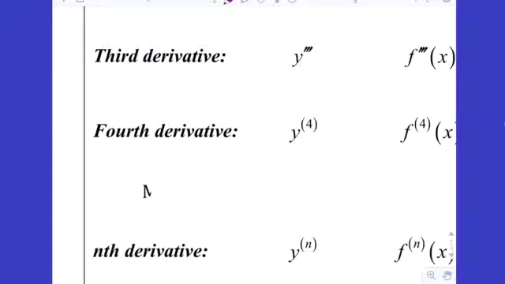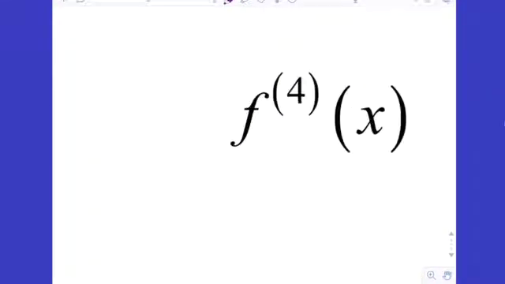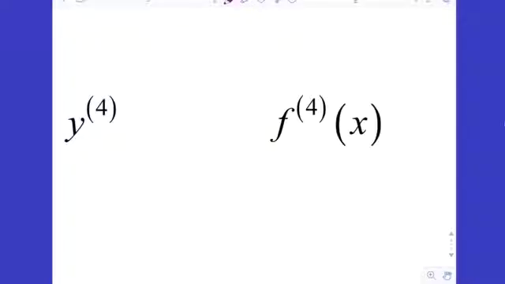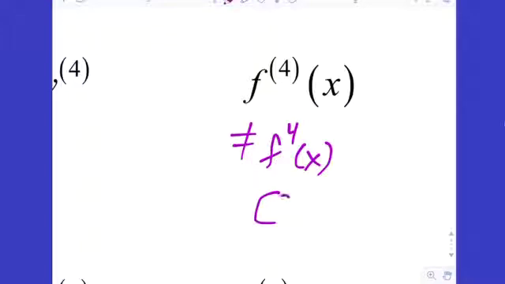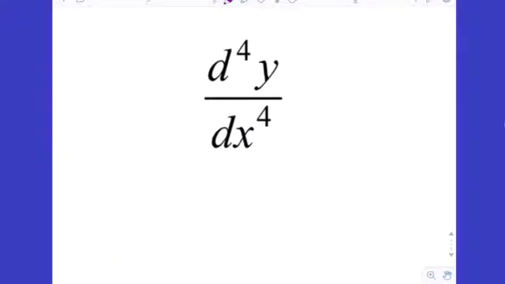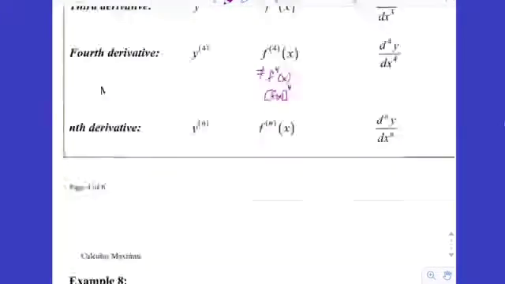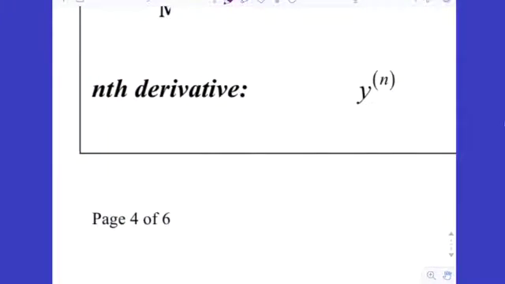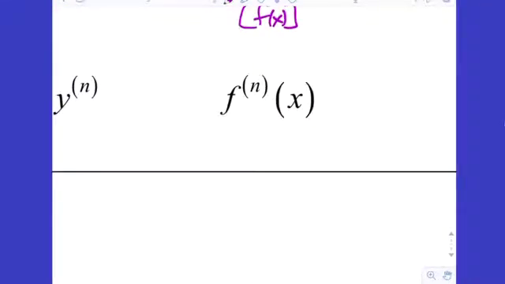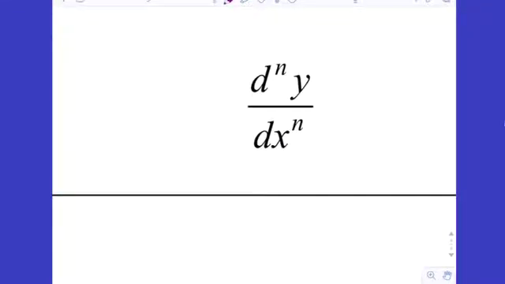Once you get past 3, we don't use the tick mark notation anymore. We go to Arabic numbers in parentheses. So that's the fourth derivative. And notice that that is not the same as this. If you read that, that's going to be the quantity f of x to the fourth, rather than the fourth derivative. So I usually stick with Leibniz notation because then we don't have those awkward parentheses around there. But so on and so forth. In general, the nth derivative is y to the n in parentheses, or f to the n in parentheses, or d^n y over dx^n.